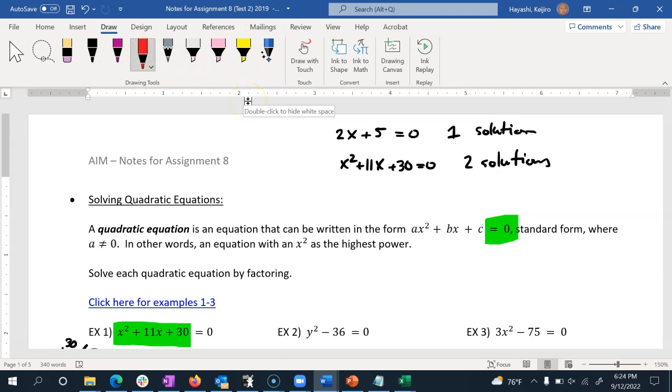And the number of solutions in an equation has to do with the highest degree that appears. So what degree does the x have here? In this, right, it has a degree of 1. In this quadratic equation, the highest degree of x is a degree of 2. So there are two solutions.